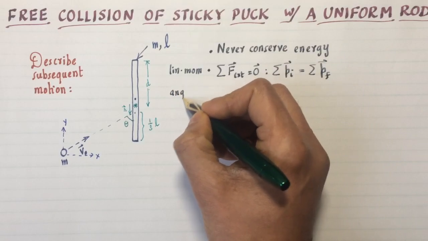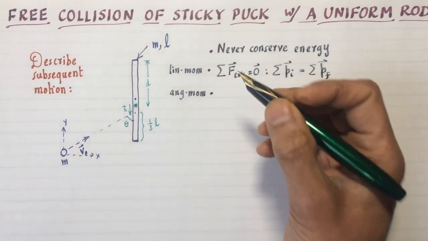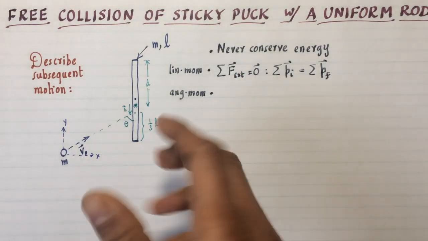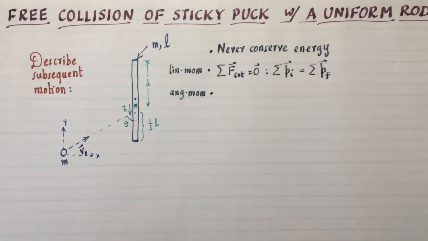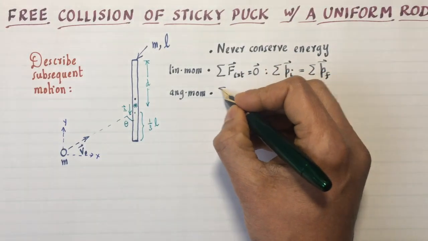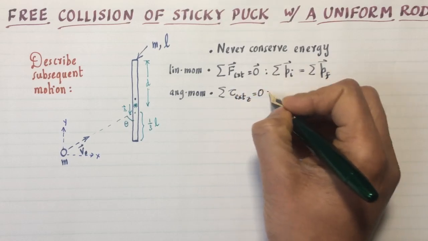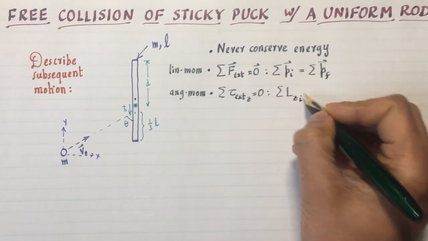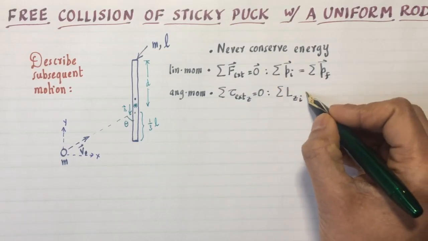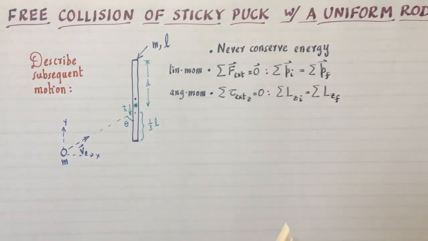What about angular momentum? Now there is gravity, but it acts into the page. So the torque due to gravity is going to be in the xy plane. But in the z direction, there is no torque. So the sum of the external torques in the z direction is 0. So that means the initial angular momentum in the z direction, remember L is the angular momentum, is equal to the final angular momentum in the z direction. So these are the conservation principles that we have to apply to solve this problem.